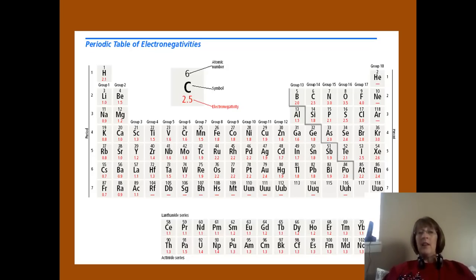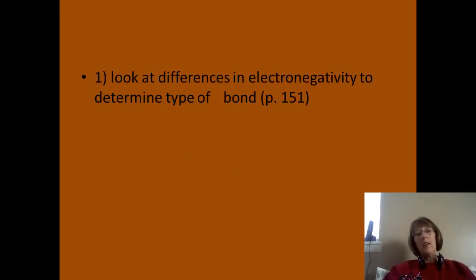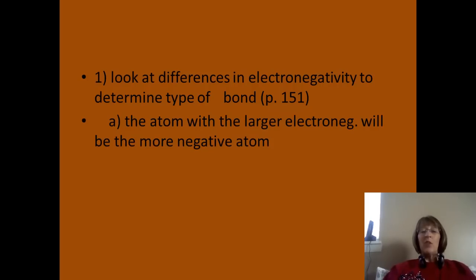Oh, look at that lovely electronegativity chart. Notice electronegativity increases as you go up a group and as you go across a period. So look way over there at fluorine, how strong it is. It's got an electronegativity of 4. And look way down here in the lower left, and we see francium at 0.7. It's not very much. It's pitiful. Look at the differences in electronegativity to determine the type of bond. The atom with the larger electronegativity will be the more negative atom. So we're talking about polar stuff. And oh my gosh, we have to stop for right now. So we've looked at the different types of bonds, and we'll do a little bit more in the next section.